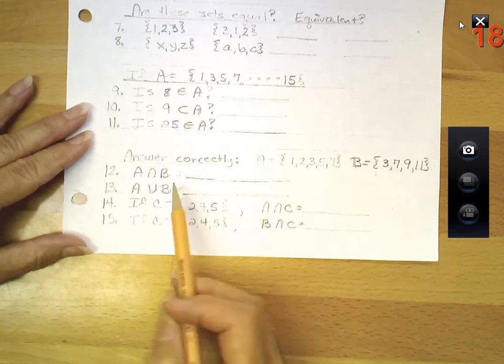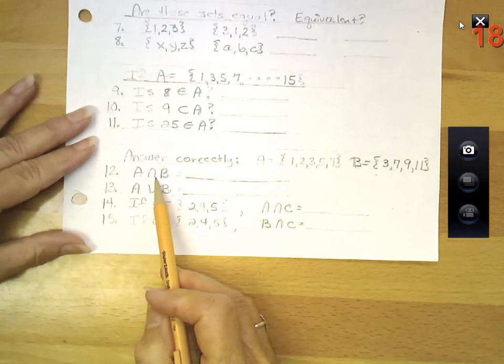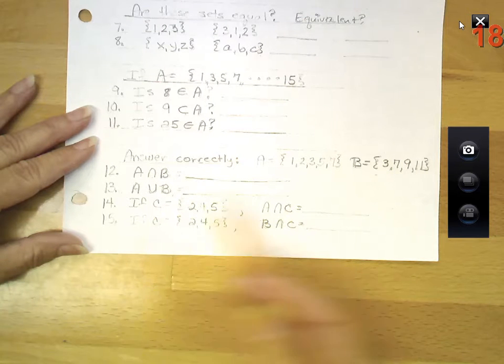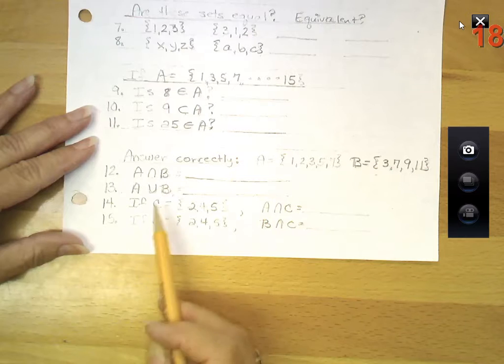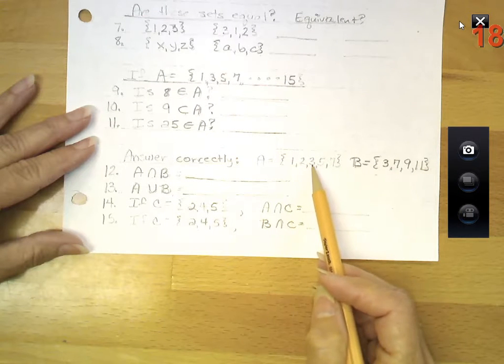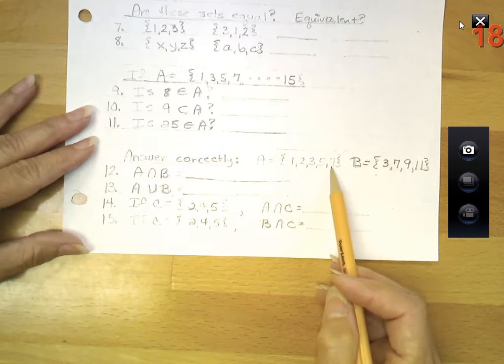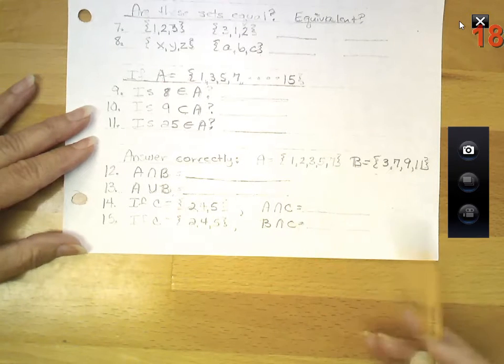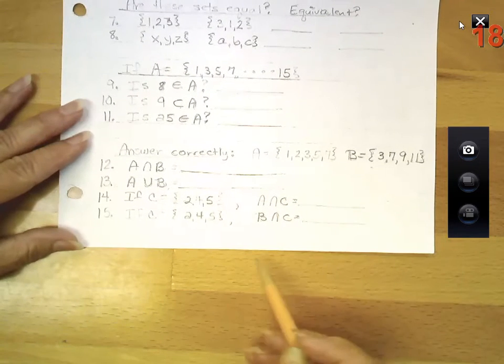Here's 1, 2, 3, 5, and 7, and 3, 7, 9, and 11. What is their intersection? 3 and 7. Their union? 1, 2, 3, 5, 7, 9, and 11. And we don't list them twice, the ones that they have in common.